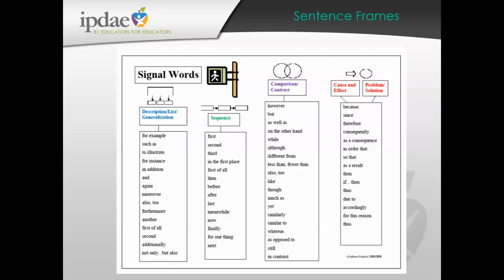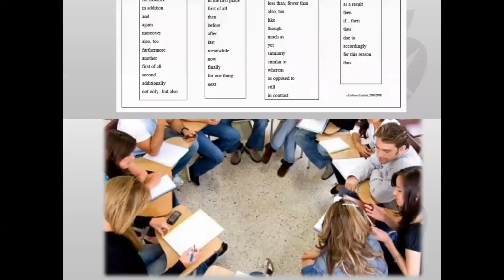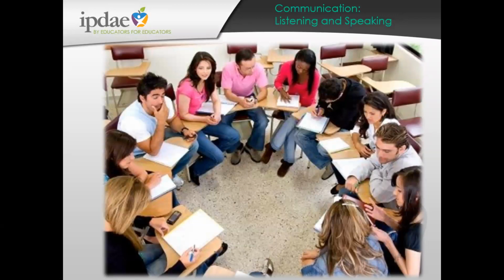You'll also see that these signal words help us recognize the kinds of critical thinking we're doing. For example, if I use the word because, that's my trigger, my key word to let me know we're talking about either a cause and effect situation or a problem solution situation. These are key words to give to students so they're aware that when they hear these signal words, this is the kind of critical thinking we're engaging in. And then, of course, providing lots of opportunity for communication, listening, and speaking.